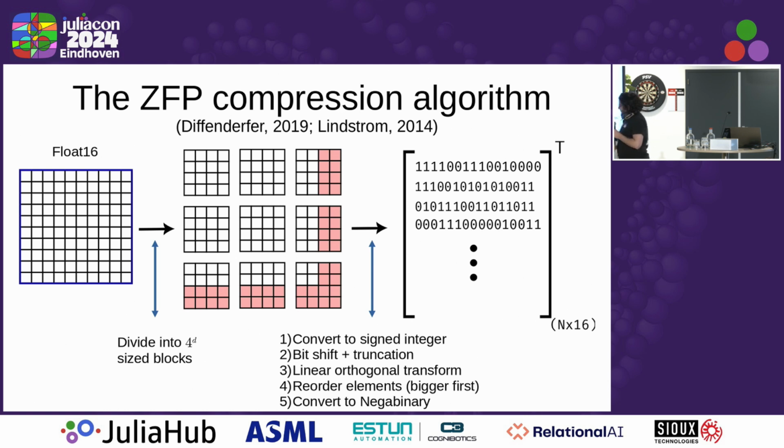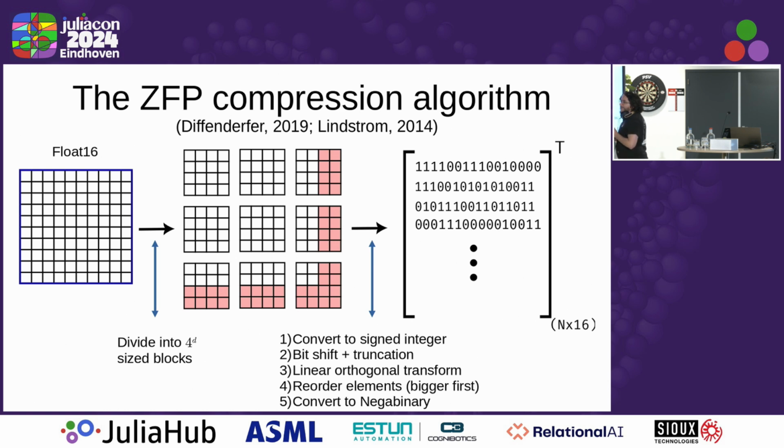So we are compressing float 16. So n here is the number of values in the block. In this case, it's 4 by 4, so it's 16. And we also have 16 in this direction too, because we have 16 bytes or bits.